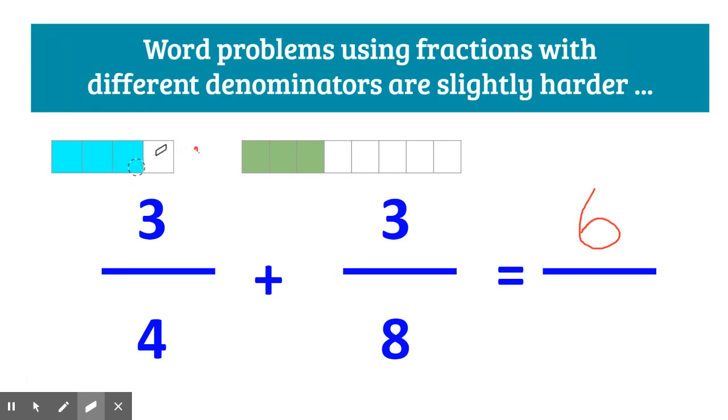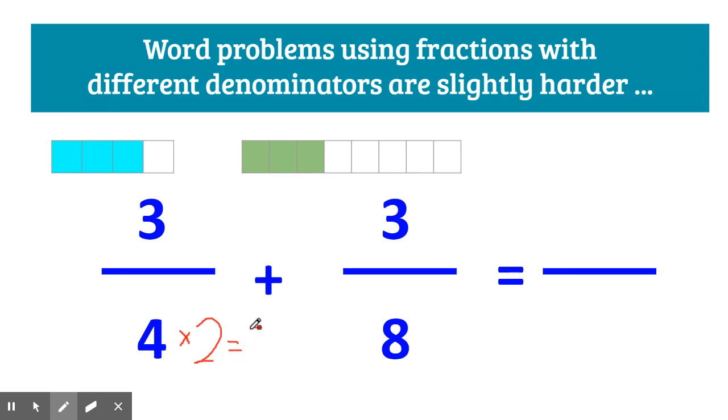Let me just get rid of this. All right, so we have 3 out of 4 and 3 out of 8. So the trick is that we have to make our bottom numbers the same. Now, we can't just scribble this out and say, oh, you're an 8, I make you an 8. All right, what we have to do is work out what they have in common. Well, if we do 4 times 2, then that will make it an 8.